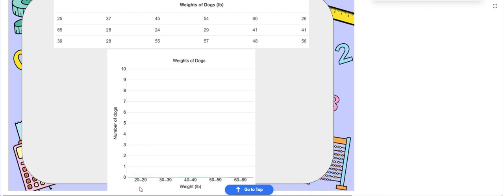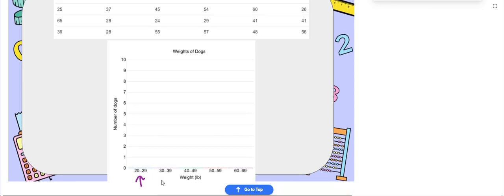So let's start by looking at our first interval down here, which is 20 to 29. So let's count how many numbers are in the 20s. I see 1, 2, 3, 4, 5, 6. 6. So I'm going to make this bar go up to 6.